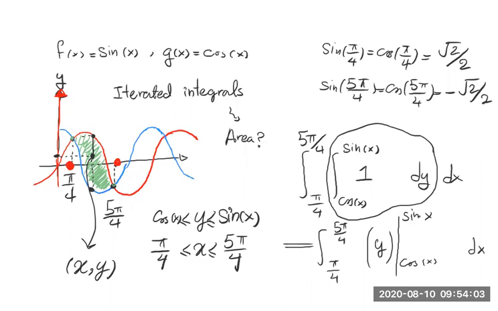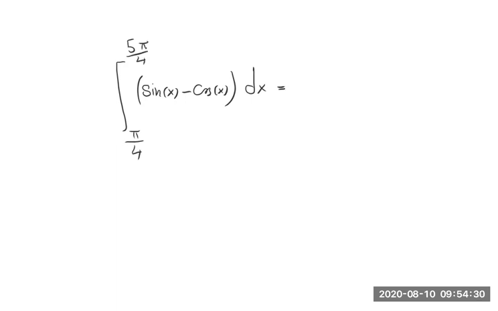So I should plug in these two things. I should plug in sine of x instead of y, and then plug in cosine of x instead of y, and subtract them. Well, I would simply get sine of x minus cosine of x. Now I should take the integral of this thing with respect to x from pi over 4 to 5 pi over 4. Well, the integral of sine is minus cosine of x, and minus the integral of cosine is minus sine of x. And the bounds are 5 pi over 4 and pi over 4.